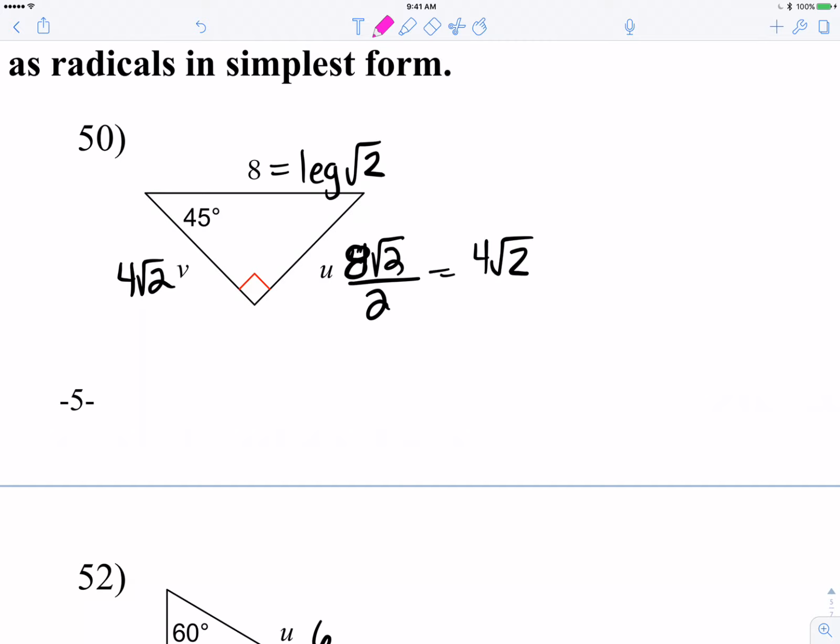Number 50, not so easy because the hypotenuse is not in the square root of 2 form. When it's not in the square root of 2 form, when it's just a number, you divide by 2 and multiply by the square root of 2. That was our pattern that we found. So 8 divided by 2 is 4 times the square root of 2. So U equals 4 times square root of 2. V equals 4 times the square root of 2.